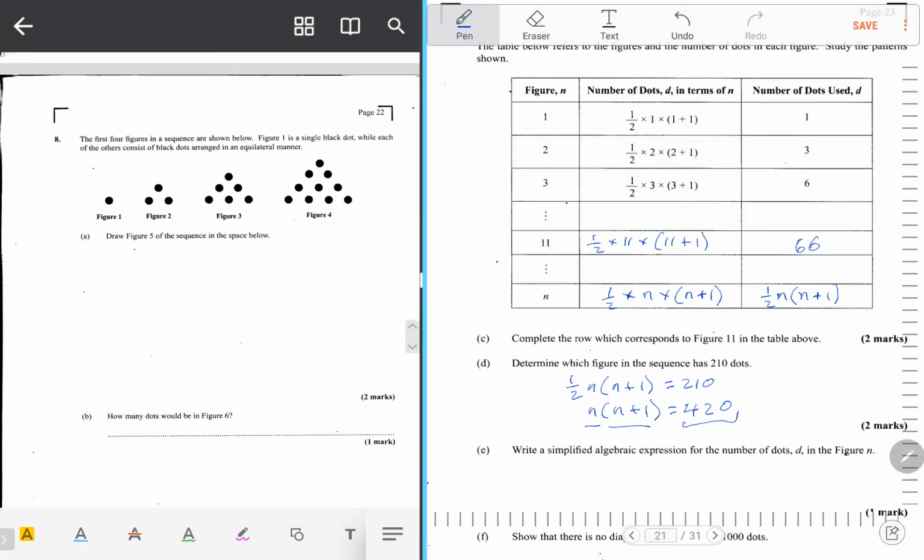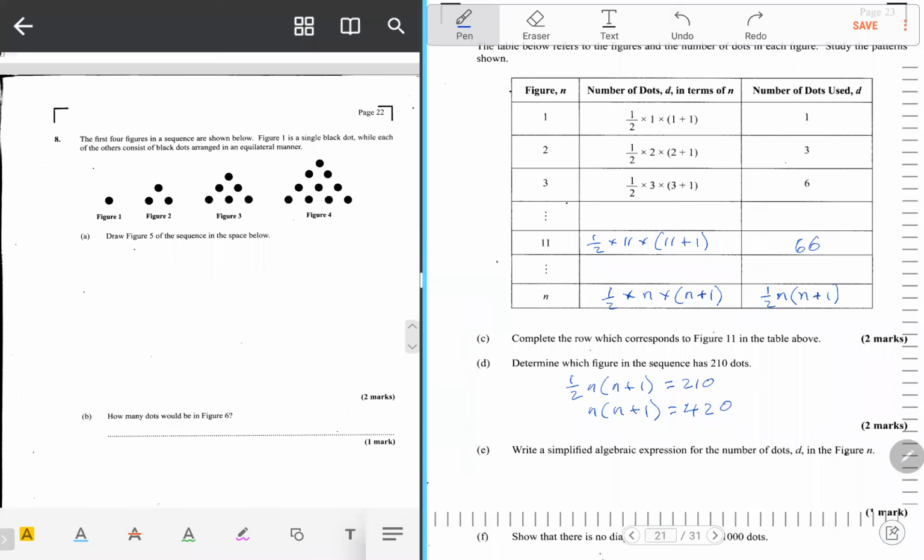To find those two numbers quickly, what I would do is find the square root first of 420. So I take the square root of 420 and get 20.4 something. So one of the numbers is 20 and the other number is 21. Right? Simple as that.